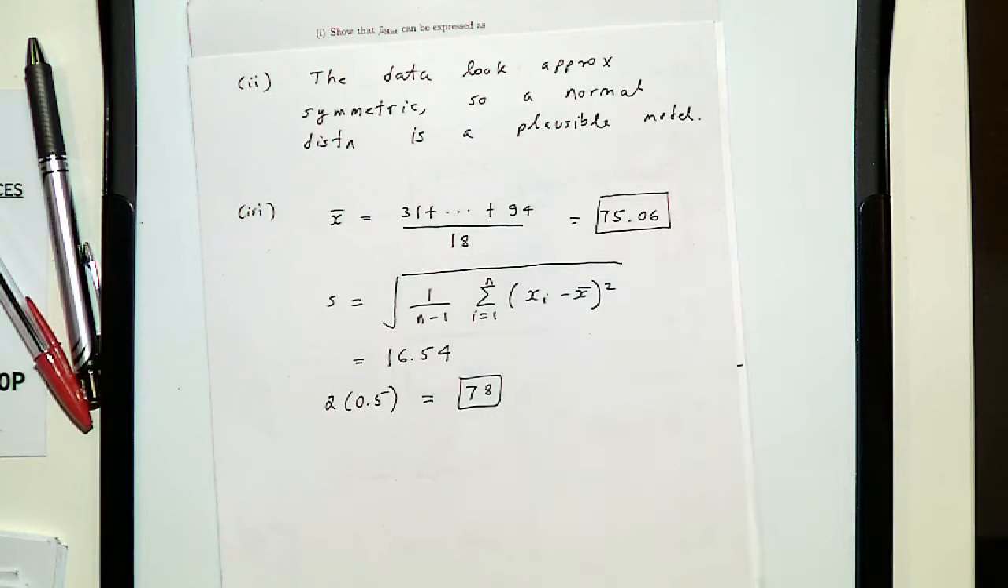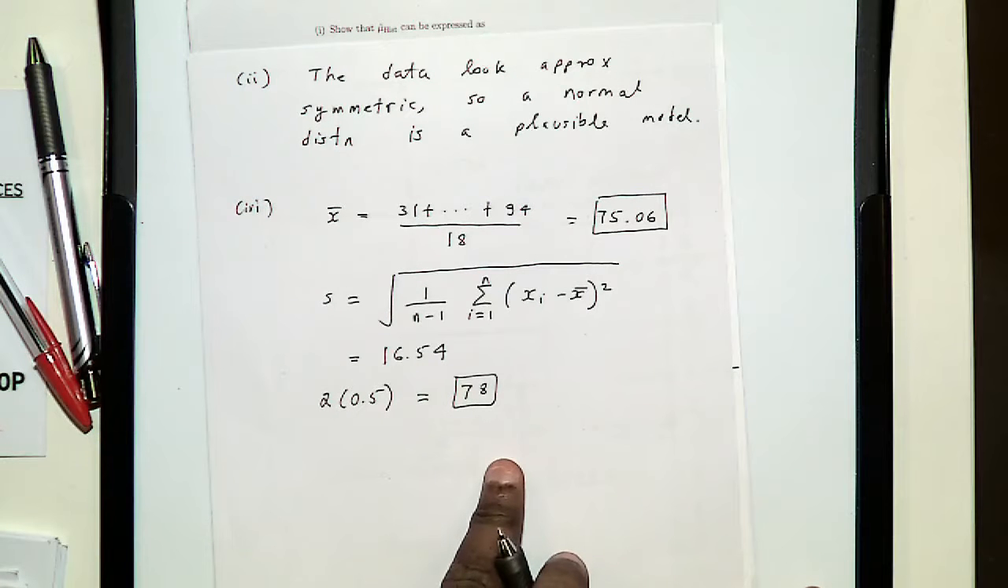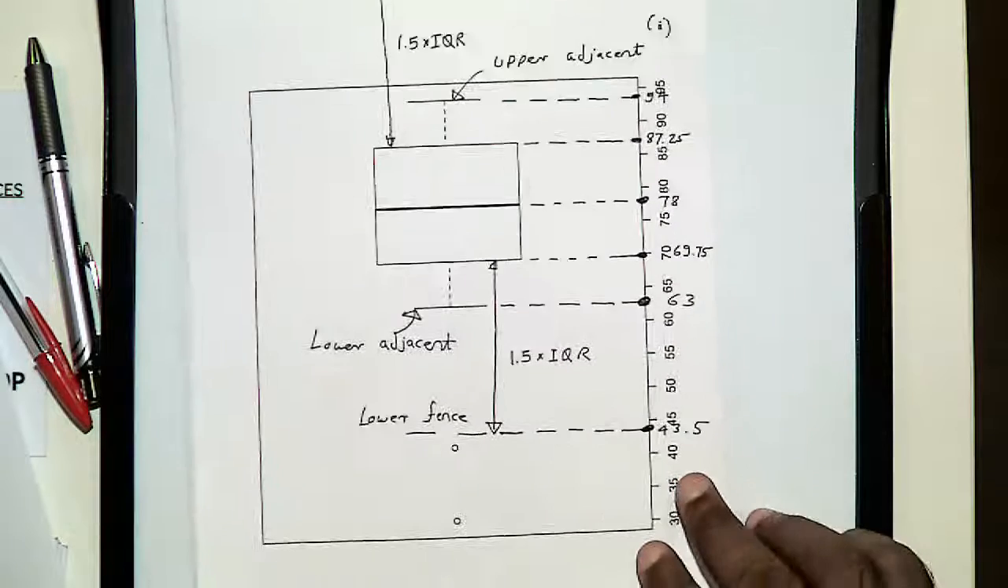Remember, another property of a symmetric distribution is that the mean and the median should be approximately equal, right? But in this case, the mean is 75.06, but the median is 78. So they're not really close. I will explain why they are so different. It's because of this picture here.